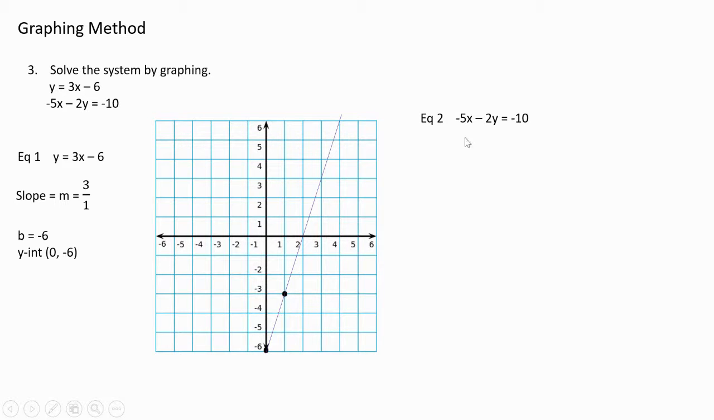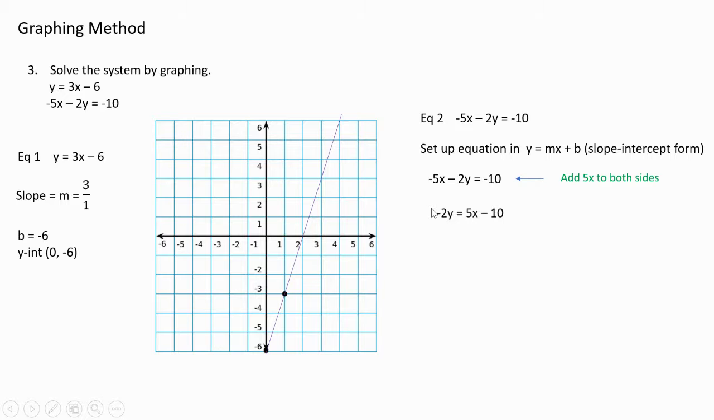Then I'm going to get equation number 2. Equation number 2, I have to put it in the form y equals mx plus b, right? That way I can know what my slope is and what the b is, which is my y-intercept. So first I have to try to isolate the y variable. First I'm going to add 5x to both sides. Once you do that, you're going to have -2y equals 5x minus 10. Then I'm going to divide both sides by -2. So this should give us y equals -5 over 2 x plus 5.